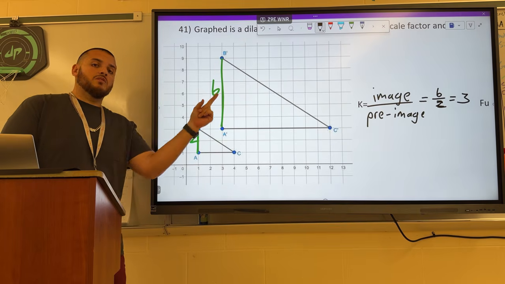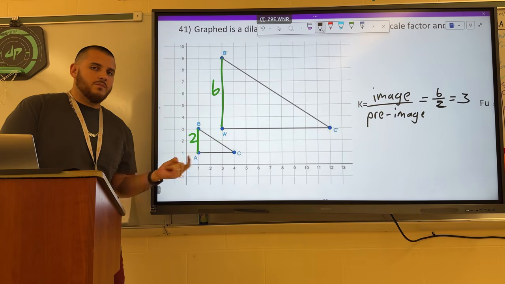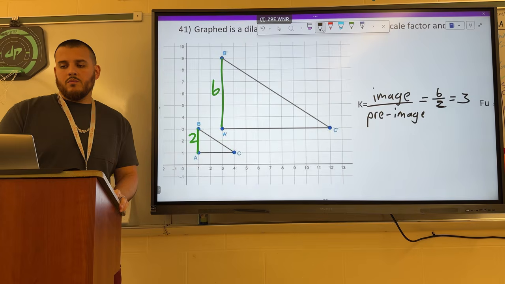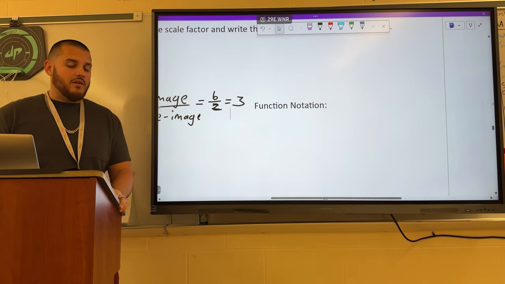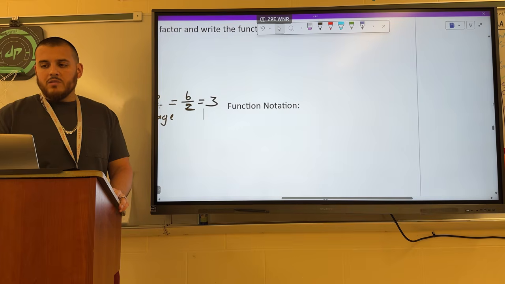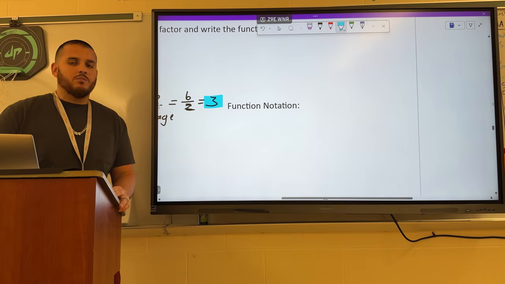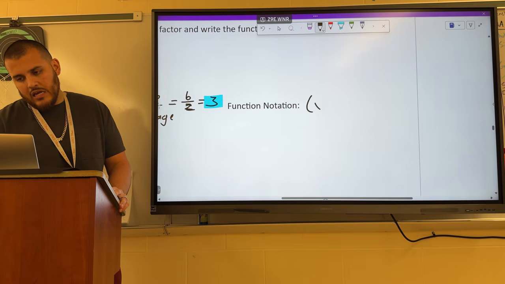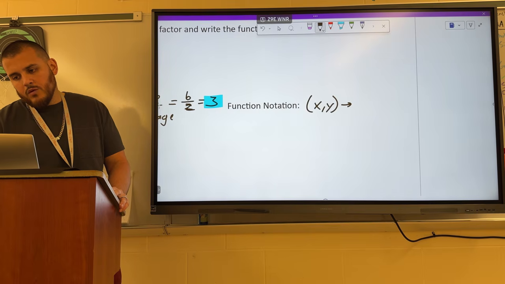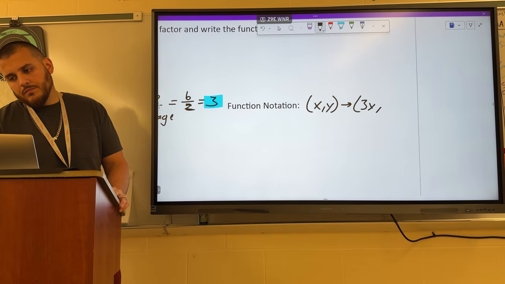Those points are also 3 times further from the origin than these points are on our pre-image. The function notation then would just be saying that our coordinates were multiplied by 3. So that would look like this. (x, y) would become (3x, 3y).